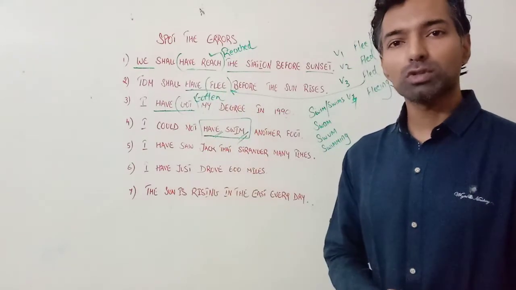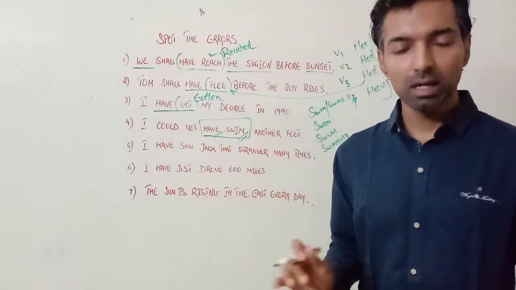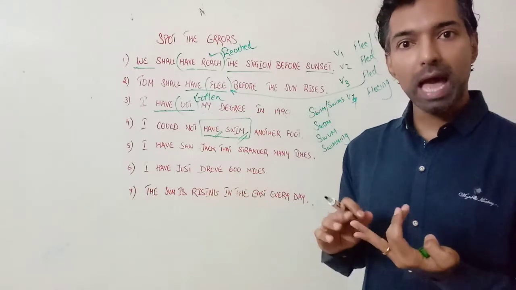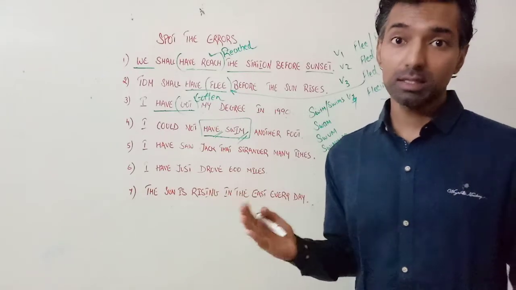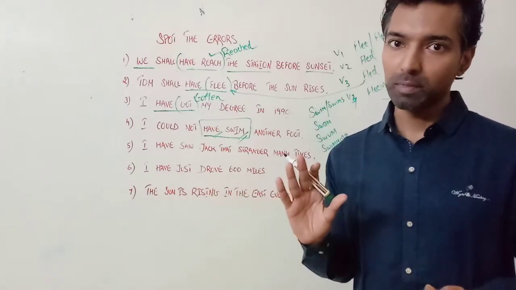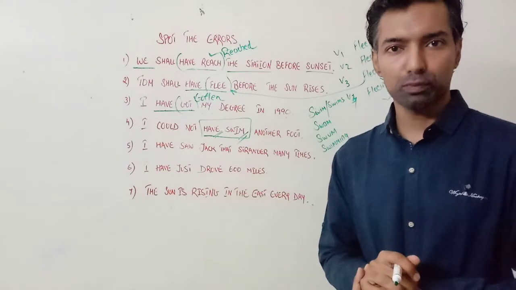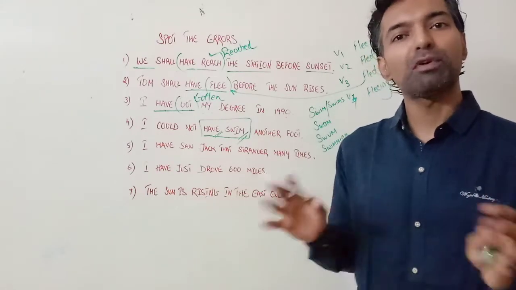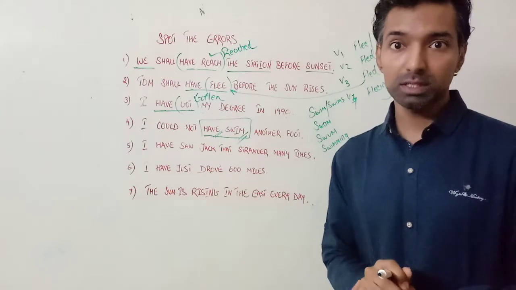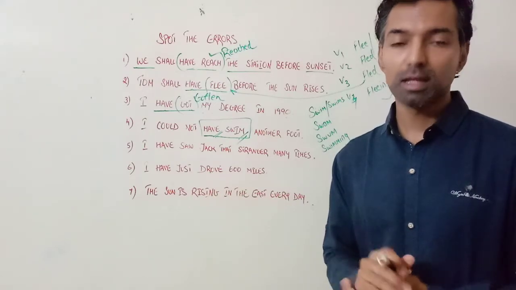This basically talks of present perfect tense. Remember, have, has, had expresses a sentence in perfect form. So have, has basically expresses a sentence in present perfect form. Had expresses a sentence in past form.